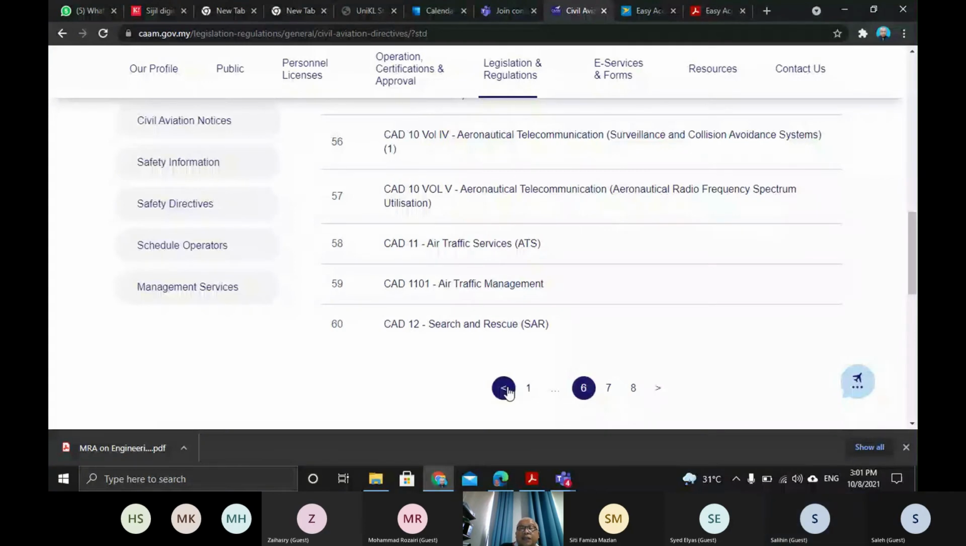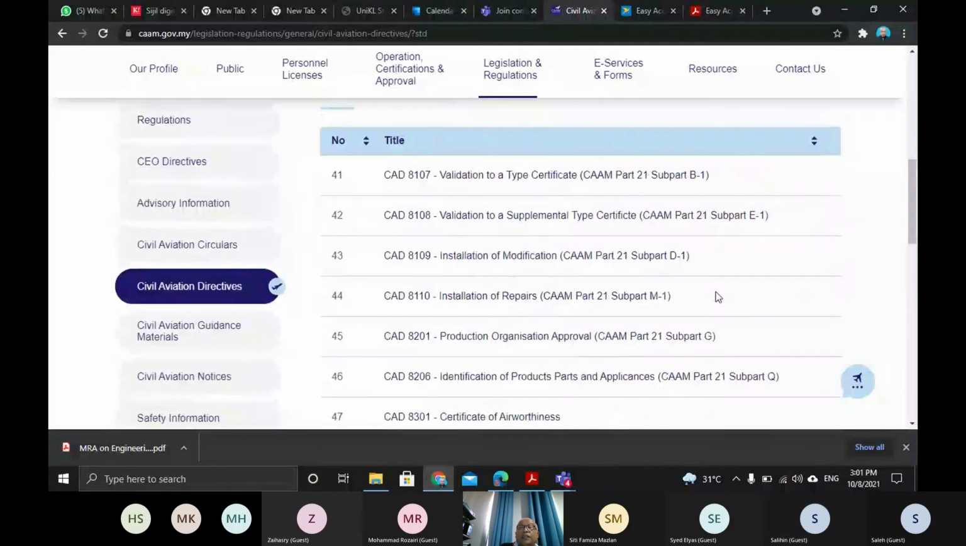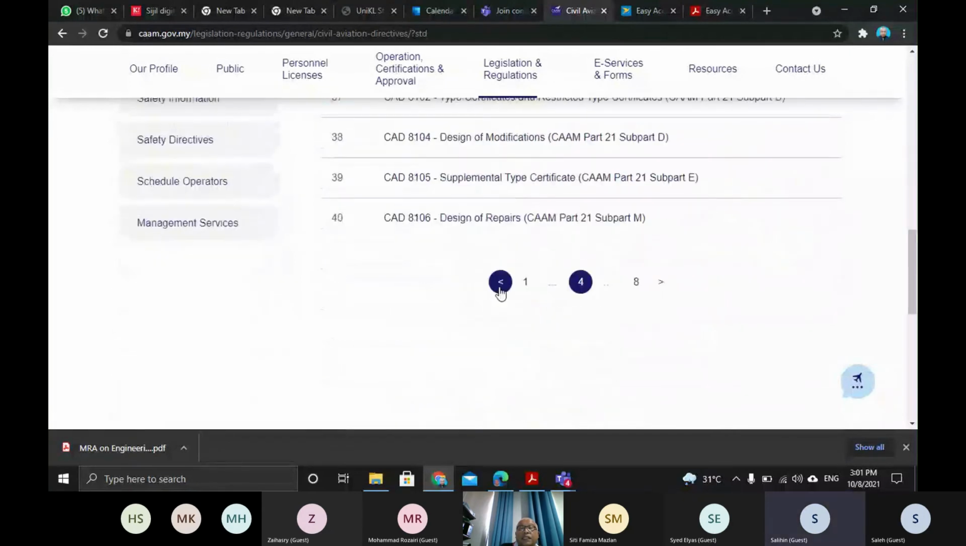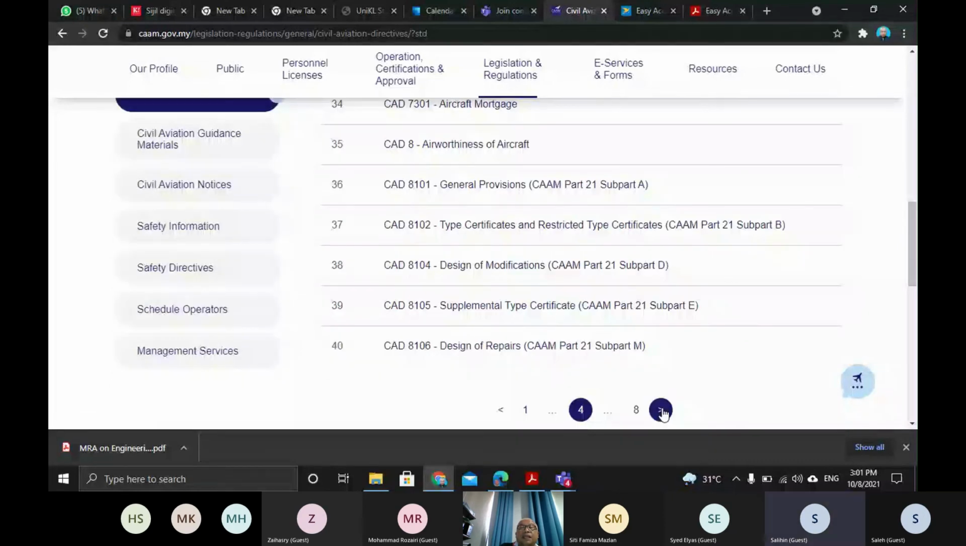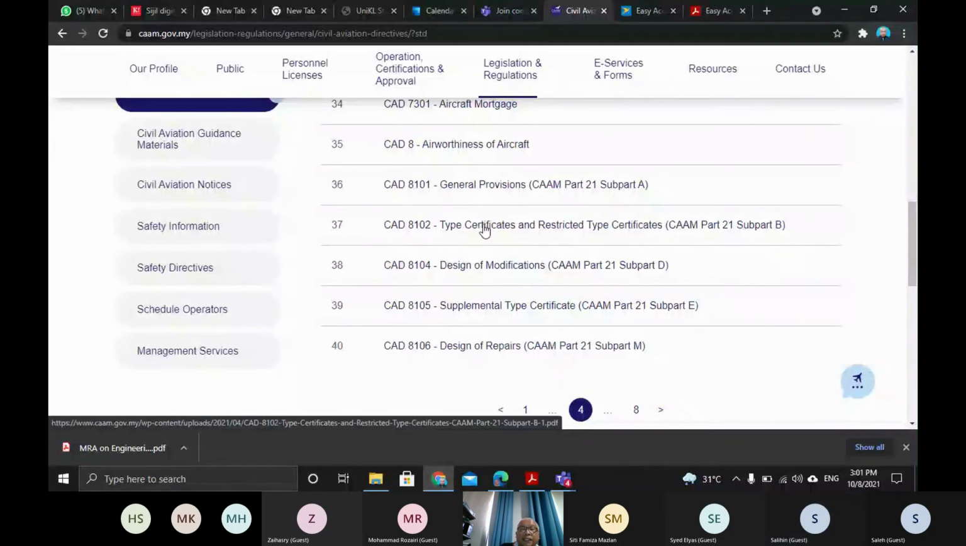So after you have Part 20, you have 8401, you will go for the application of TC, which is where? Part 21 Subpart B, 8102. DOA applies for TC and RTC. No other organization can apply for the TC and RTC.